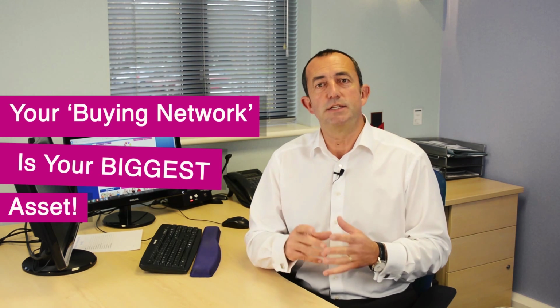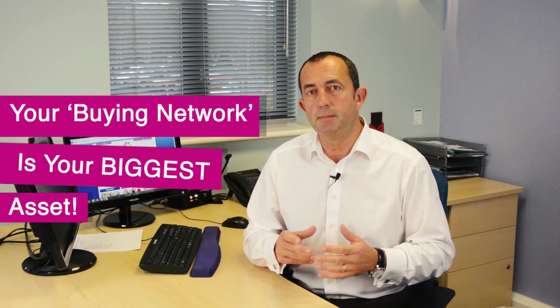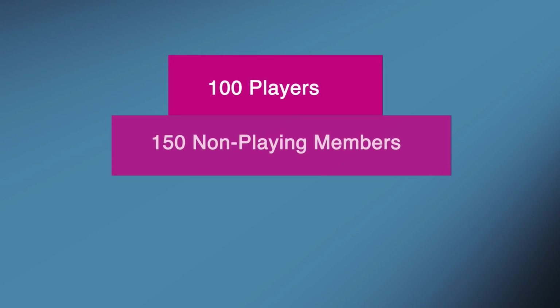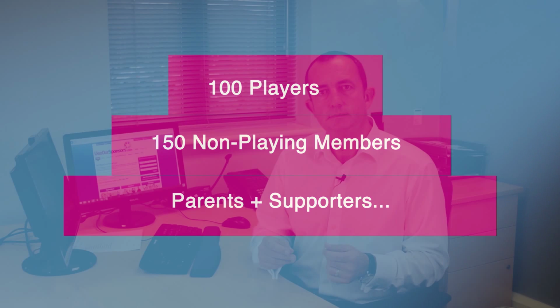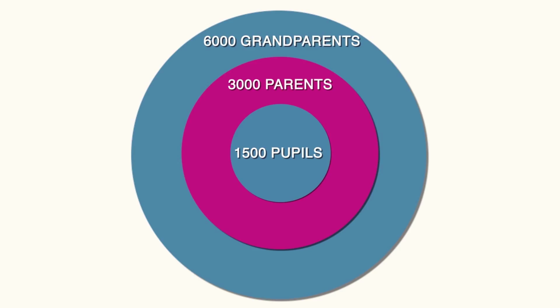These members make up your buying network. So in the case of a cricket club, mine for example, you might have 100 players, 150 non-playing members, but then you've got parents, supporters, people in the local community, all people who want to see the club do well and prosper. Another example, we're working with a local comprehensive school, 1,500 pupils, 3,000 parents, potentially 6,000 grandparents. The size of their buying network is huge.